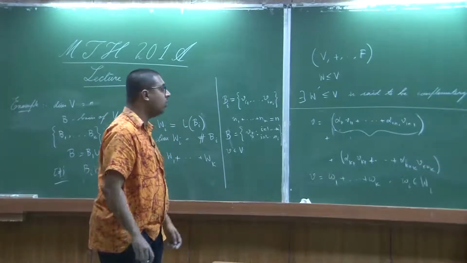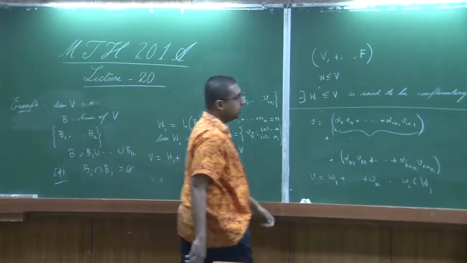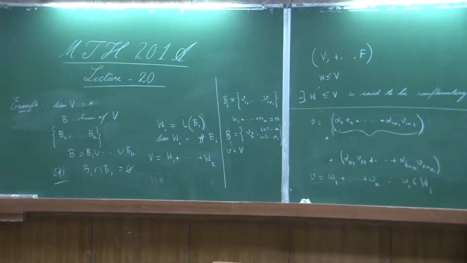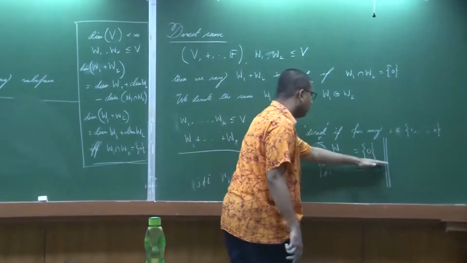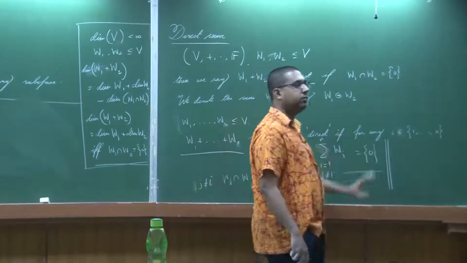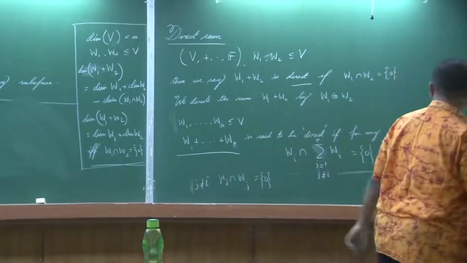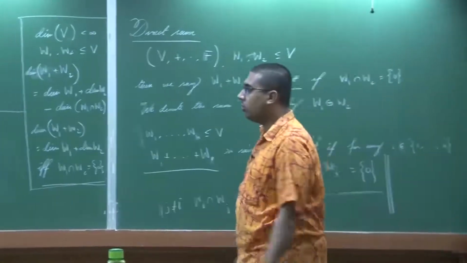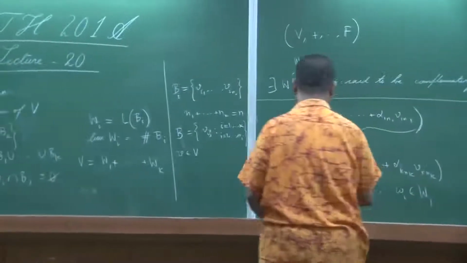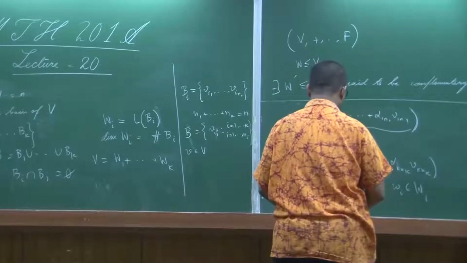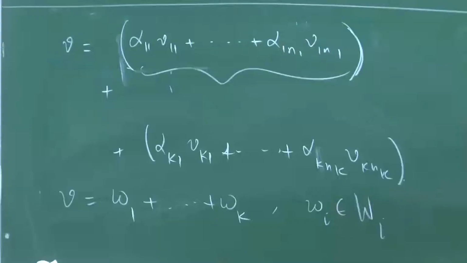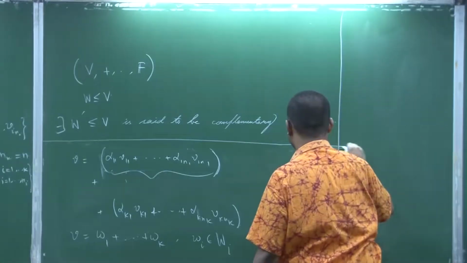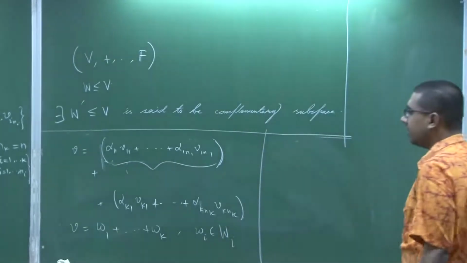What do we need to show? We have to show that if I fix an i, then the intersection of W_i with the sum of the others is nothing but 0. The intersection is only trivial, and that is very easy to see. For example, suppose a typical vector here. How to show that this sum is direct? That is actually again a routine task.